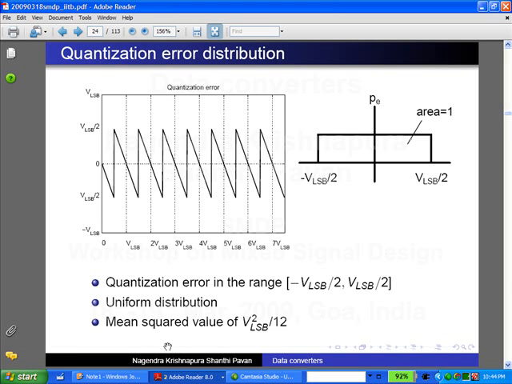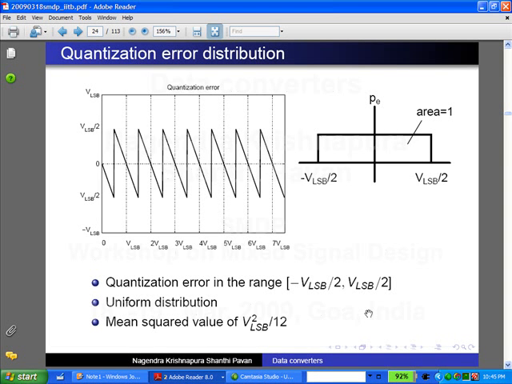Mean square value is something like the mean square value of a sine wave. You want to see how much the energy is. Because the error is now uniformly distributed, at every instant you can't say what it is. But you want to give some measure of size to this signal. Like for instance, you use root mean square value for a sine wave, you can use the root mean square value for a random signal. And that is VLSB by square root of 12, or the mean square value is VLSB square by 12. So that's a measure of how large the error is.